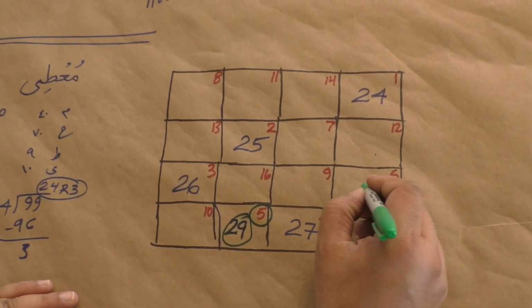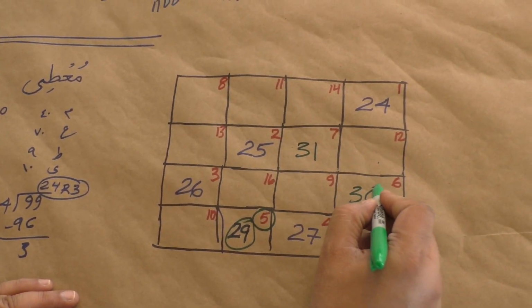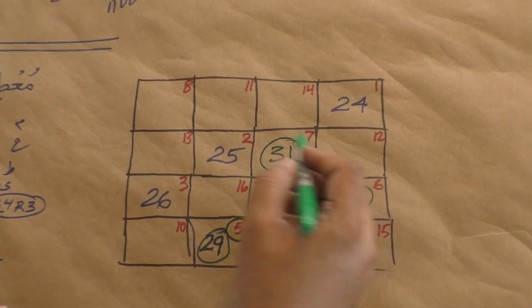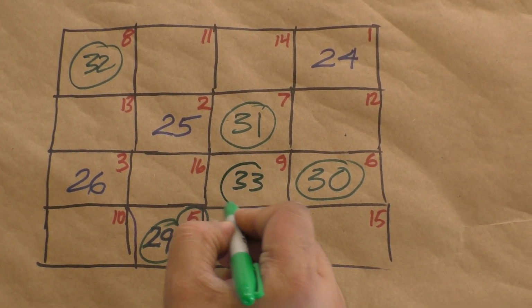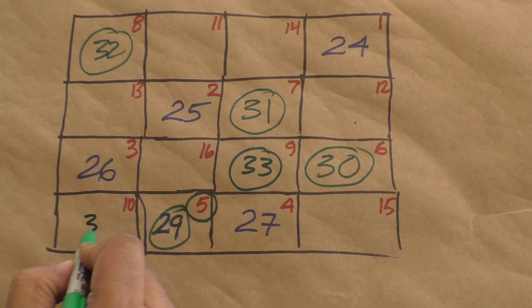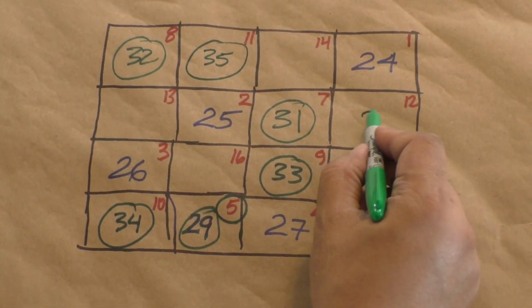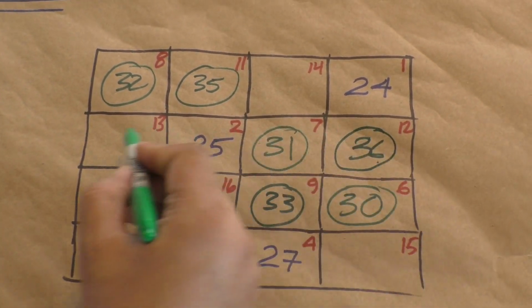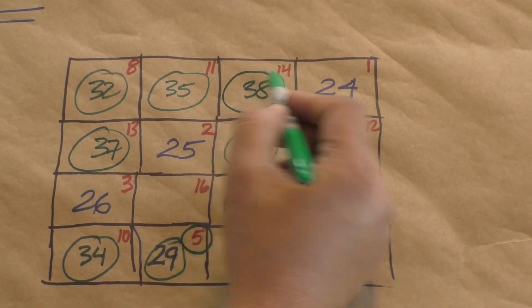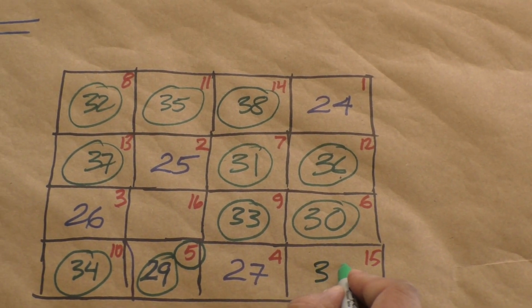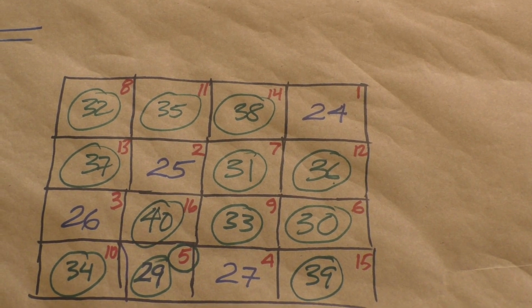Then in position 6, we have 30, 31, 32, 33, 34, 35, 36, 37, 38, 39, and 40.